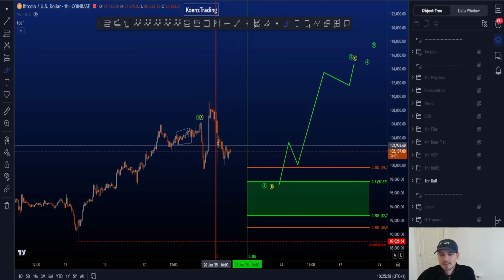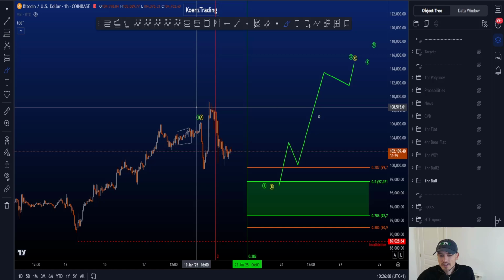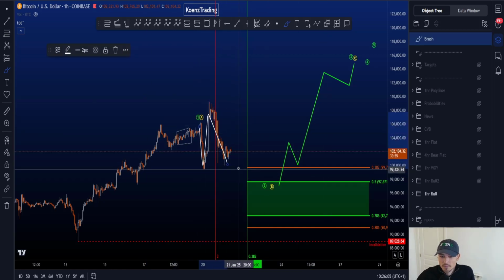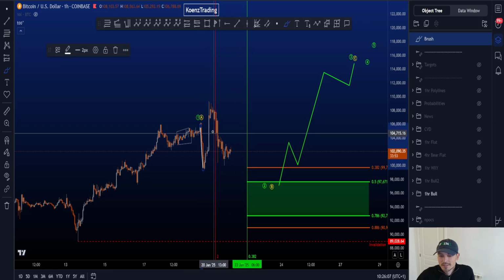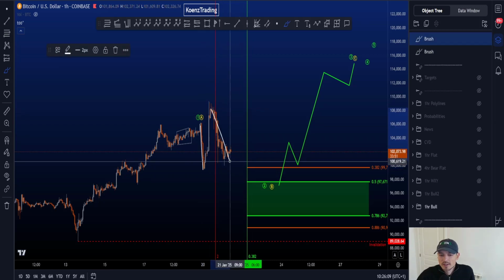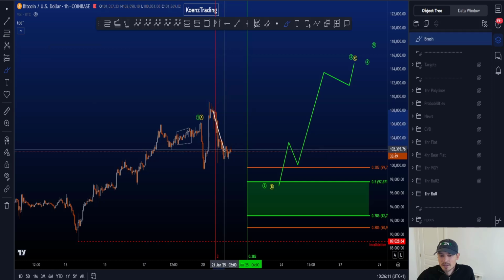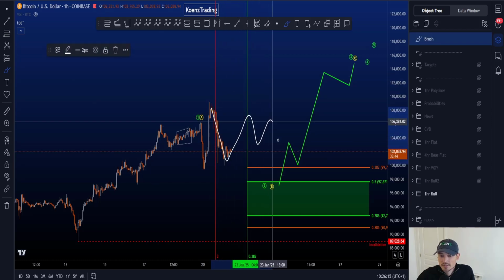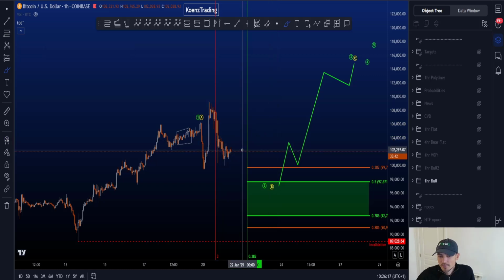But it also then makes it a bit difficult to count this as any other corrective structure except for then a WXY. But in a WXY, if W is a zigzag, then wave Y is not allowed to be a zigzag. So this then has to be a flat, which at the moment it is not, or it has to be a triangle A, B, C, D, E, and it's too early to talk about this.